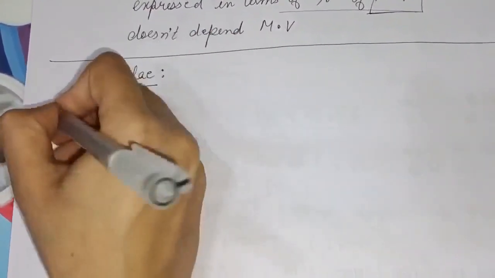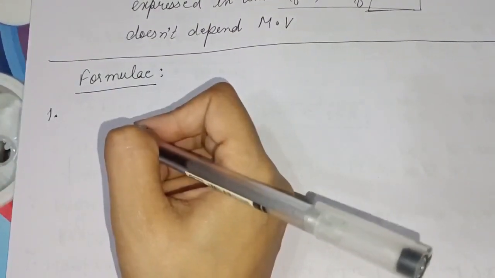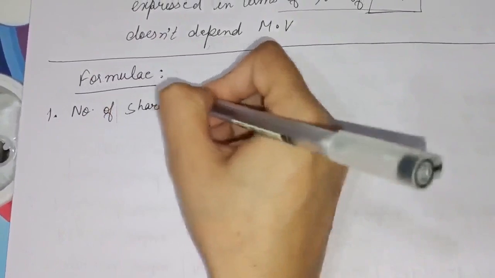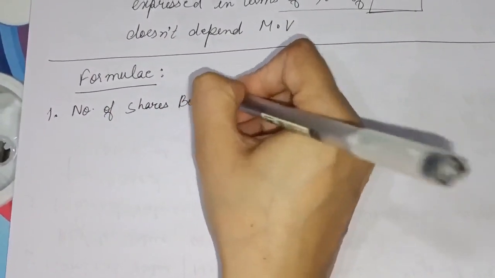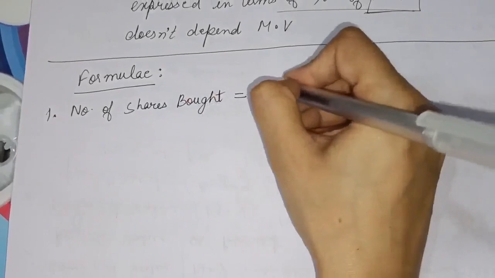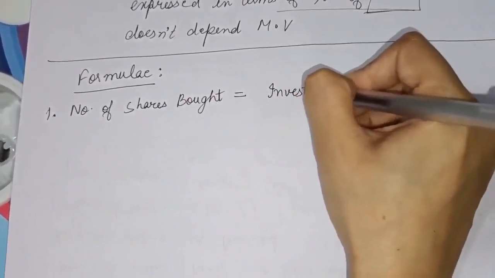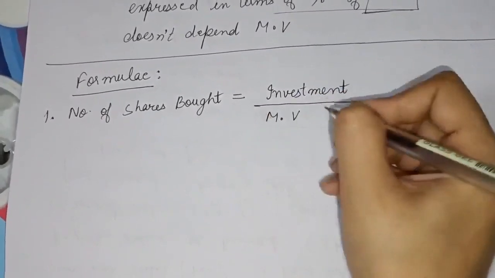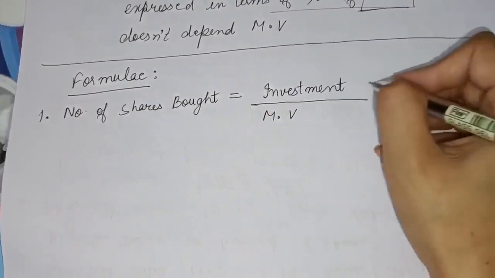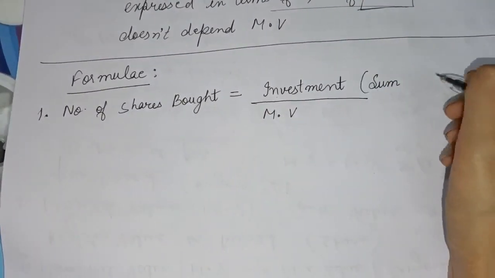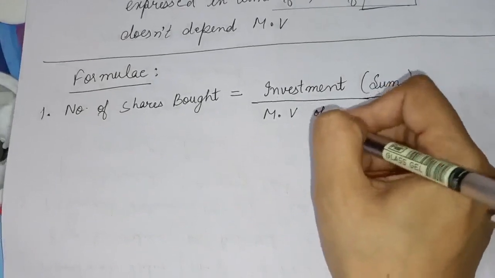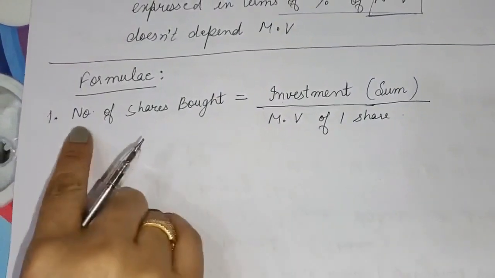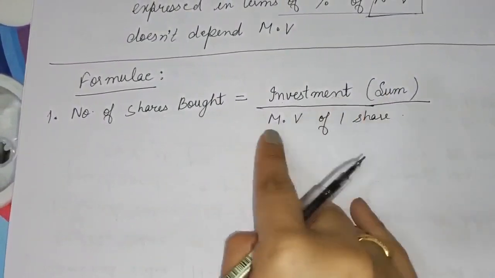So a few formulas I am going to write. The first one is number of shares bought. Number of shares bought is equal to investment by market value. Investment means whatever total sum a person is investing. So sum by market value of one share. From this formula itself, see, the formula is number of shares is equal to investment by market value.